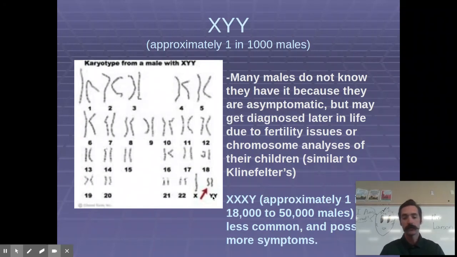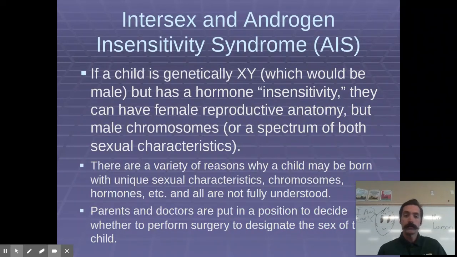Here you can see again another genetic disorder with the sex chromosomes. You have one X chromosome and then two Y. Each of these is also a similar disorder to Klinefelter's, but has some slight differences to that disorder. There's also what is called intersex and androgen insensitivity syndrome, basically meaning that the child is genetically born male, but has a hormone insensitivity, so they could actually have female reproductive anatomy while having those male chromosomes.